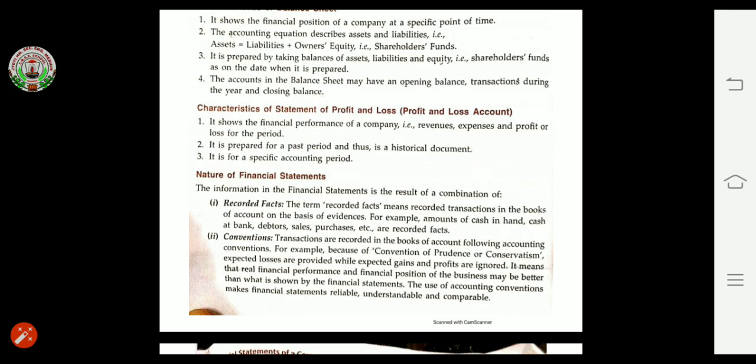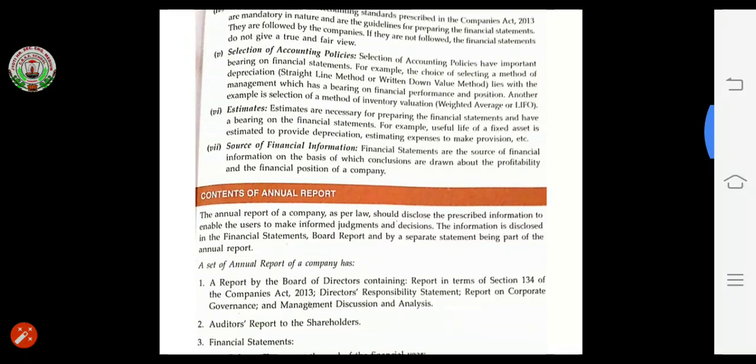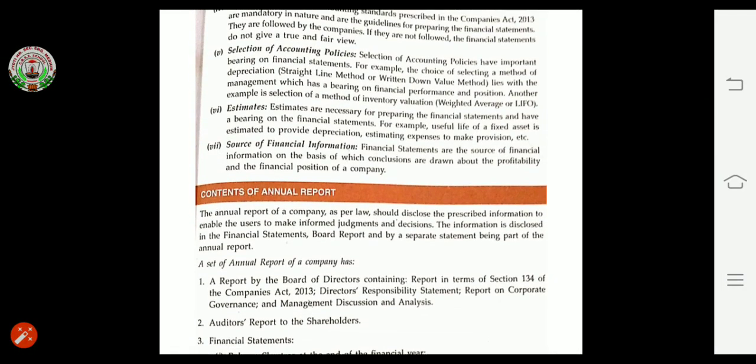Of financial statements. In this, 2 points were left out. Point 6, estimates. Estimates are necessary for preparing the financial statements and have a bearing on financial statements. For example, useful life of a fixed asset is estimated to provide depreciation. Estimating expenses to make provision means we are having two kinds of calculations of depreciation.